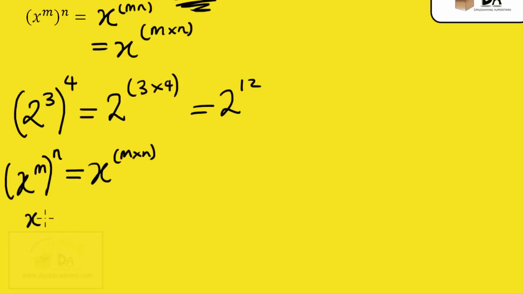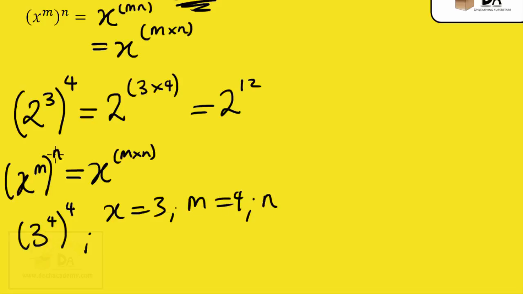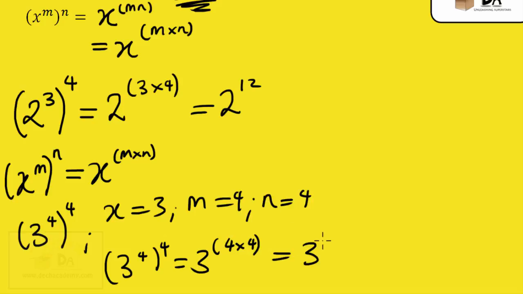For the case where we have 3 to the 4 all raised to the power of 4, comparing this to the expression shows that x is 3, the base inside the bracket, m is 4, and n, the term outside, is 4 as well. So this 3 to the 4 to the 4 must be equal to x, which in our case is 3, to the power of m times n, 4 times 4, which is equal to 3 to the power of 16. So these rules are really easy to use.